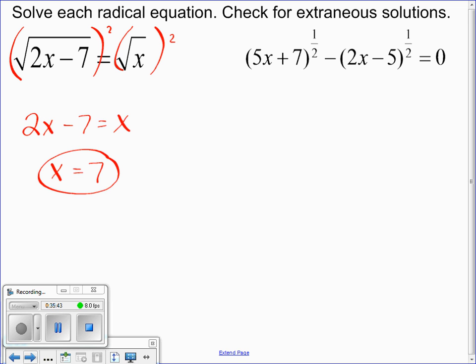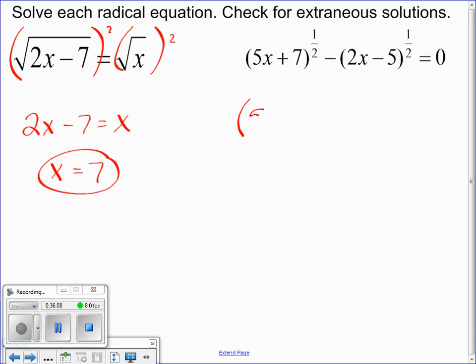Okay, what about the next one up there? What do I do with that? Yeah, you can square them both, because 1/2 is radical. But they're on the same side, so what happens when you square? Do the thing you already taught us.